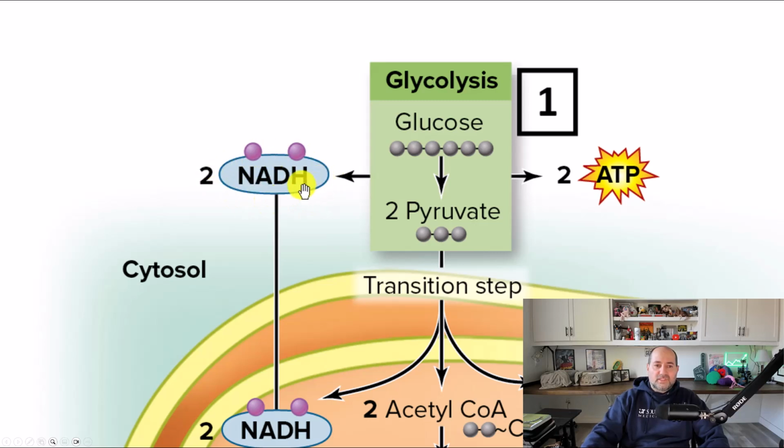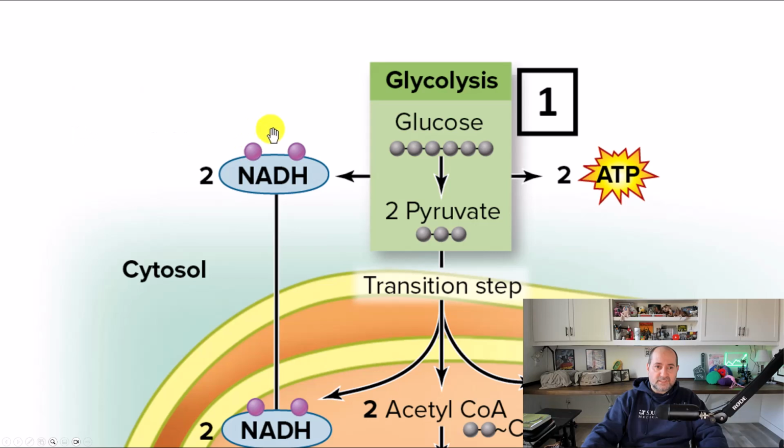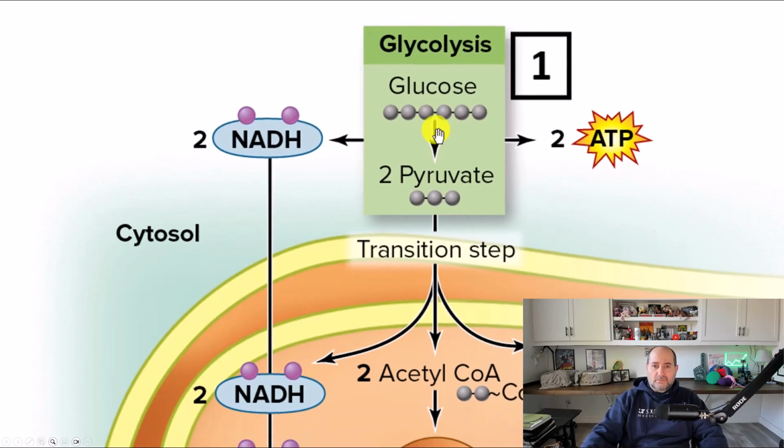Okay, so the H's from the sugar end up on these what are called electron carriers, and each one of these purple dots represents the electrons from each of the H's. Okay, and then the carbons and oxygens carry on from stage to stage.